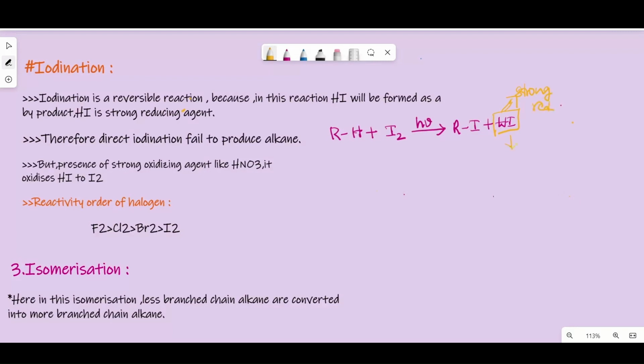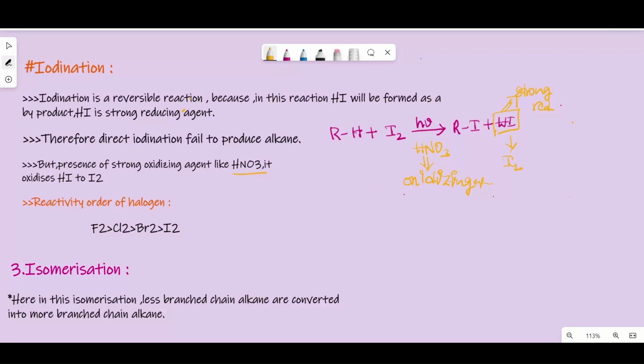So it will again be converted to I2. If you keep it like this, it is again converted to I2, so we won't get the alkyl halide. Here we should take HNO3 as an oxidizing agent, a strong oxidizing agent. It will oxidize this HI to I2, so this reaction won't go back to forming I2. This is all about iodination. You should remember this in the halogenation concept.